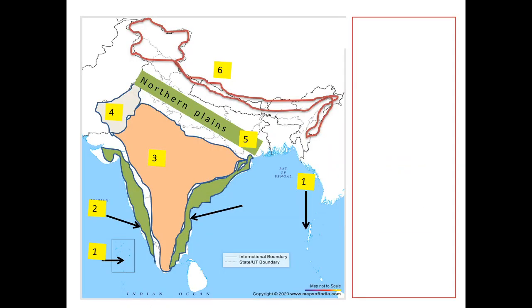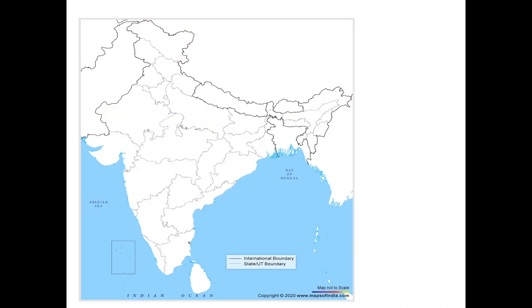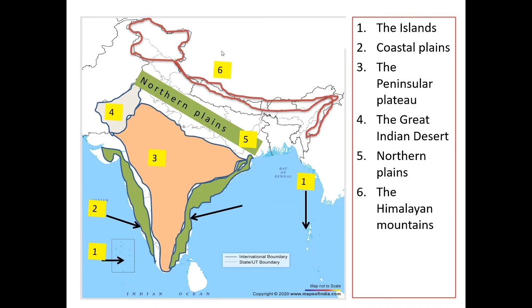First, the important physical features of India are the islands, the coastal plains, the Peninsula Plateau, the Great Indian Desert, the northern plains, and the Himalayan mountains. Okay, so these are the features which are very important. Here you can see the Himalaya. Himalaya covers the northern part of India from Jammu and Kashmir to the eastern states of India. This is the stretch of Himalaya, and below Himalaya you will find the northern plains.